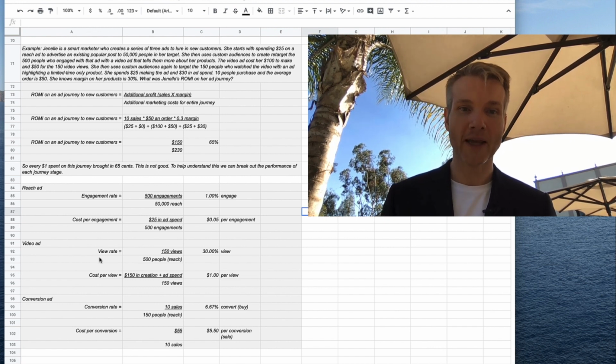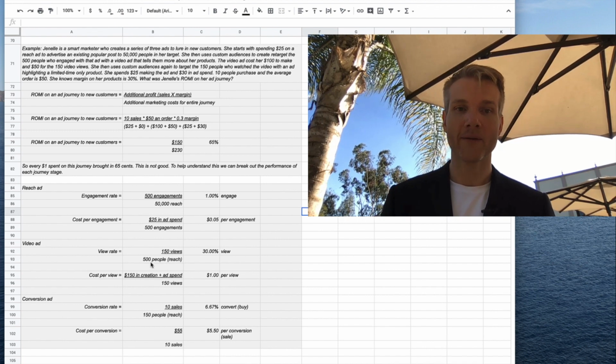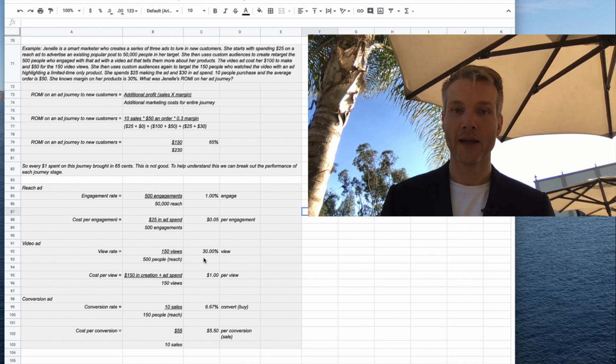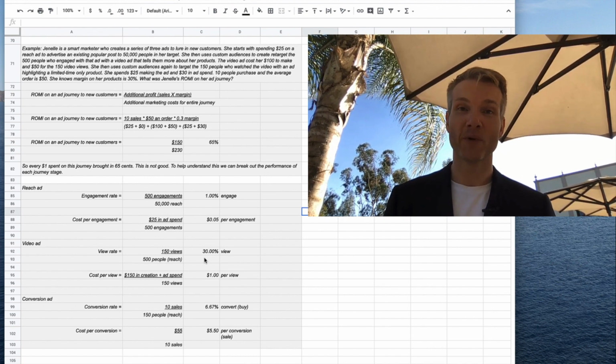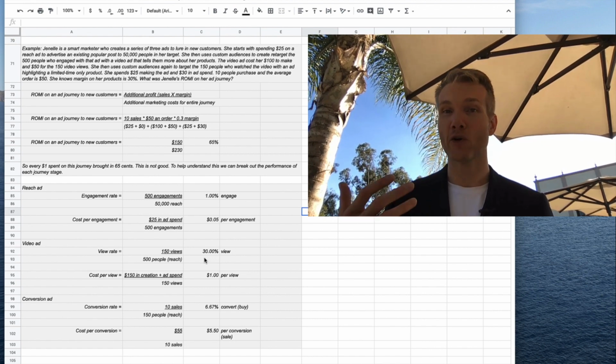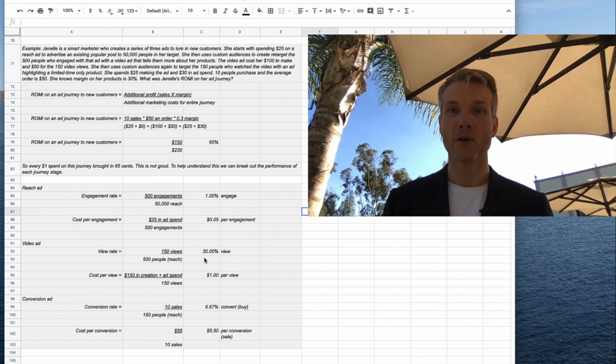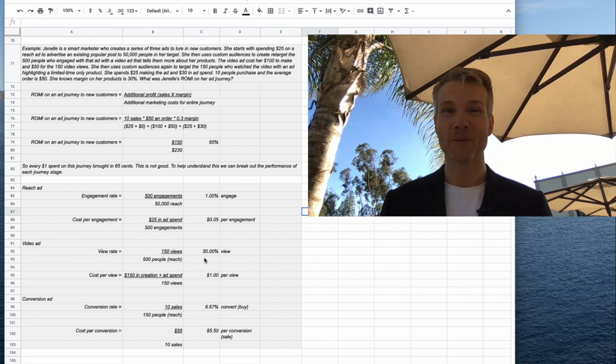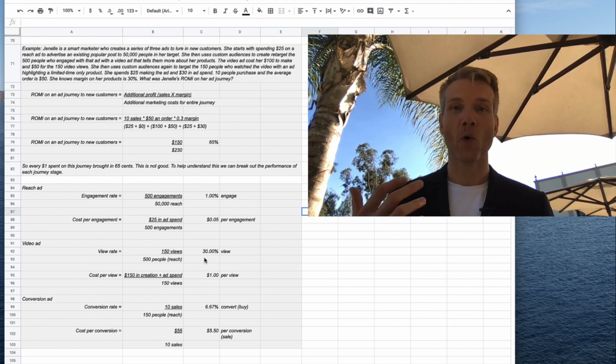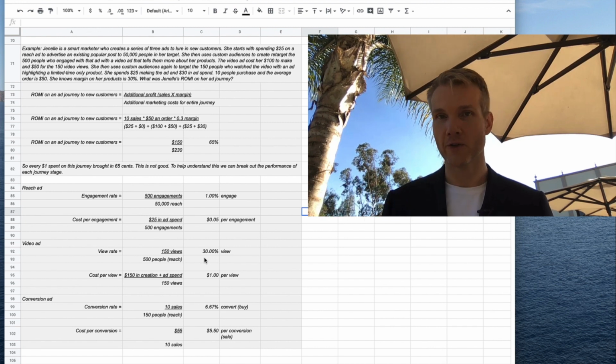Another one could be taking a look at the view rate. Here we're looking at how many views we got divided by how many people were reached. In this case, we've got 30% of people who see the video ad actually go through and watch it. That seems pretty good to me. You could also take a look at other things you've run and see if that compares to your previous benchmarks or even what you know for the particular industry.